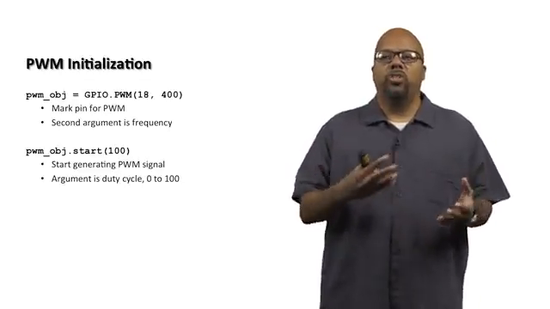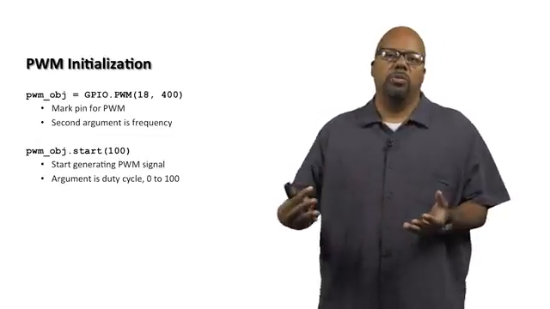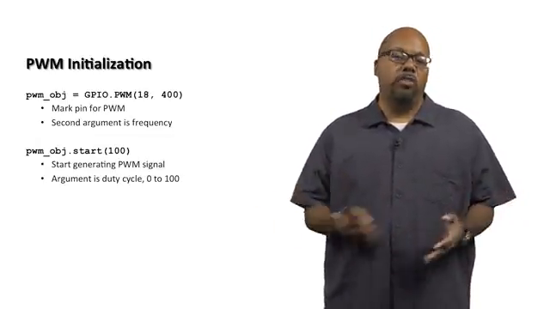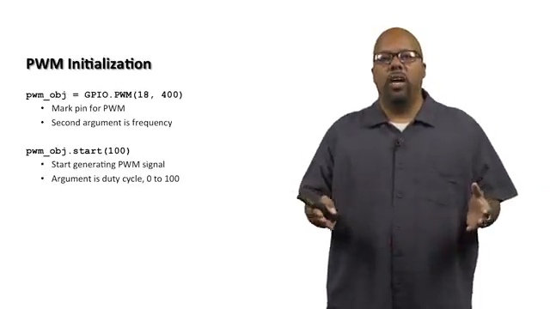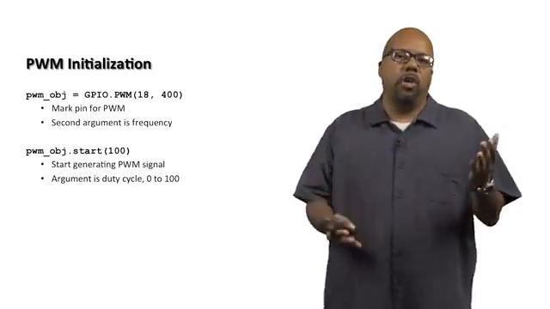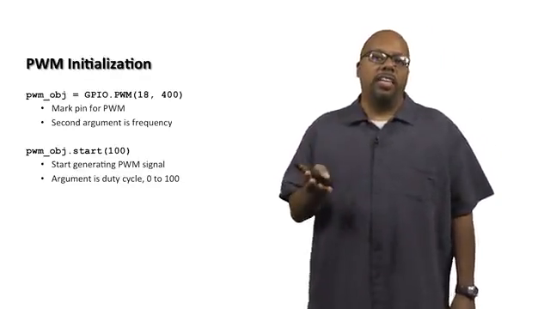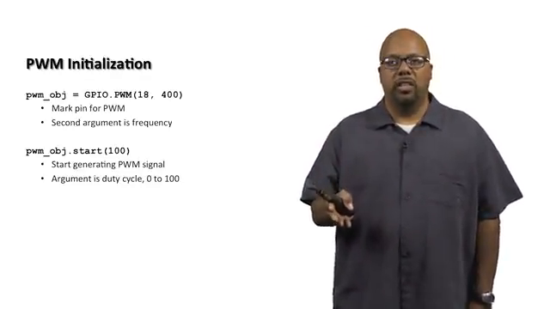The duty cycle goes from 0 to 100, 0% to 100%. So a 100 duty cycle means it is high all the time. If you gave it 0, that would be low all the time. If you gave it 50, you'd be high half the time, low half the time, and so on. Once you call that start function, that actually starts generating the pulse width modulated signal on the pin.